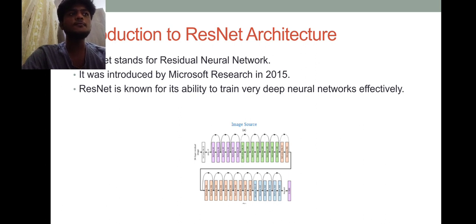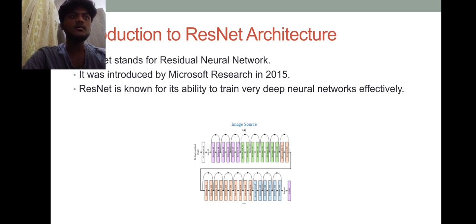This detective scenario mirrors the challenges faced by traditional deep neural networks when trying to learn from very deep layers. Just like the detective struggling to maintain clarity as they dive deeper into the case, traditional neural networks encounter difficulties in maintaining useful information flow as they add more layers. This phenomenon is known as the vanishing gradient problem. So, to overcome this vanishing gradient problem, we use ResNet.